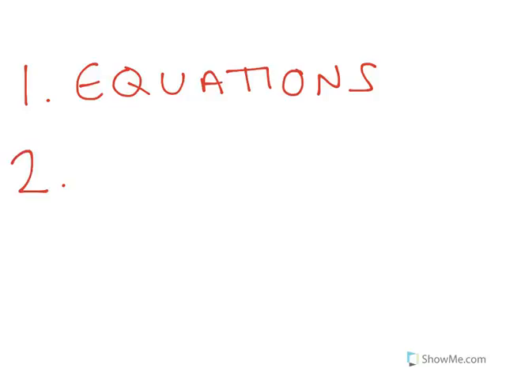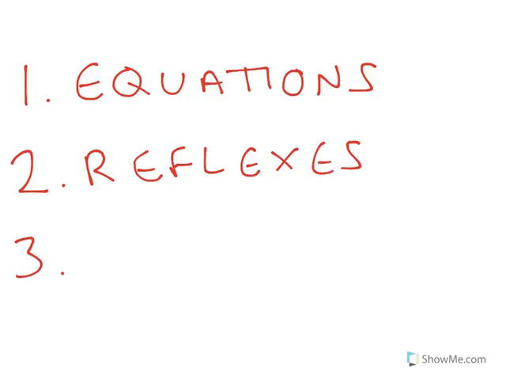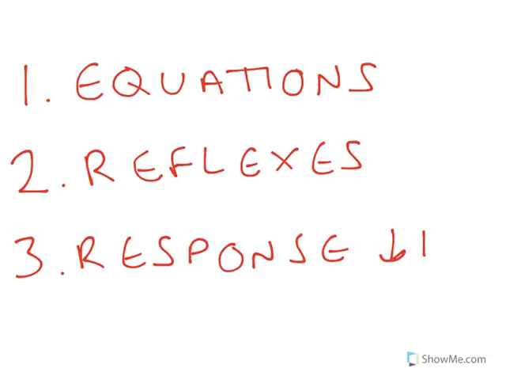Secondly, we're going to consider what constitutes a neural reflex, so we're going to think about reflexes in the second section. And then finally, we're going to think about the response of the cardiovascular system to a drop in arterial blood pressure. So we're going to think about responses to decreased blood pressure. And this is quite an important area to think about because it helps us to understand how the body copes with challenges such as hemorrhage.